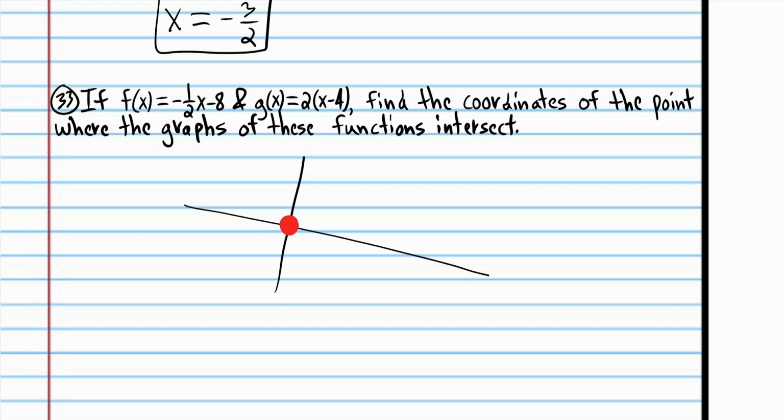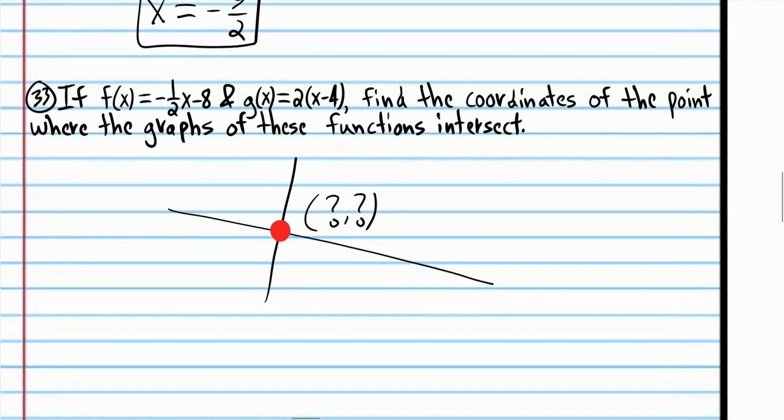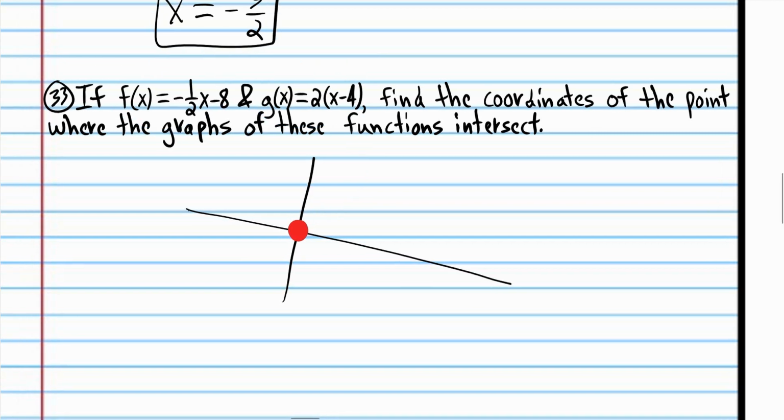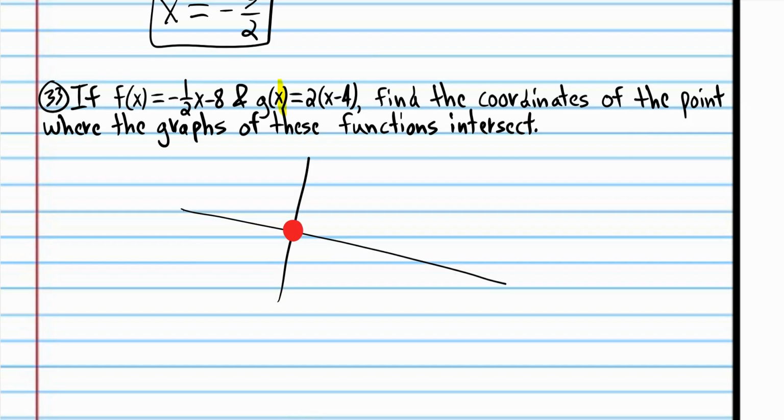And it's asking us to find the coordinates of that point where the graphs intersect. So we're looking for an input and an output that work in both of these equations. That's the point of intersection. The x and the y value that works in both equations. So remember, g of x and f of x are the y values.